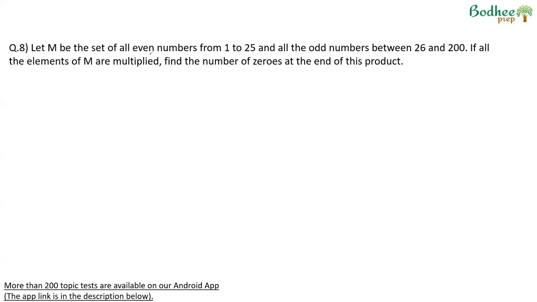Let M be the set of all even numbers from 1 to 25. So M consists of 2, 4, 6, 8, 10, 12 up to 24, all even numbers from 1 to 25, and all odd numbers from 26 to 200. Okay, so 26, 27, 29, 31 up to 199. If all the elements of M are multiplied, find the number of zeros at the end of the product.